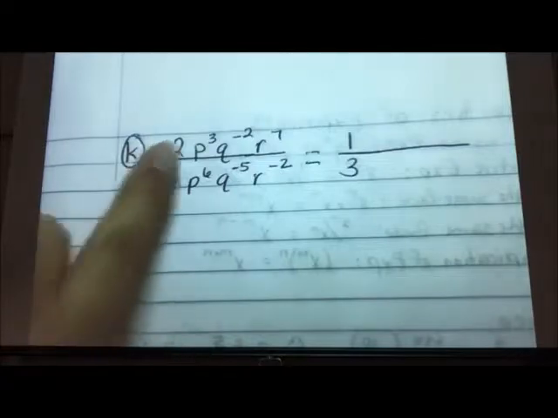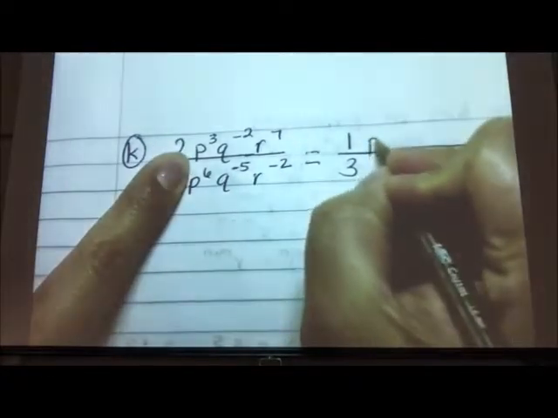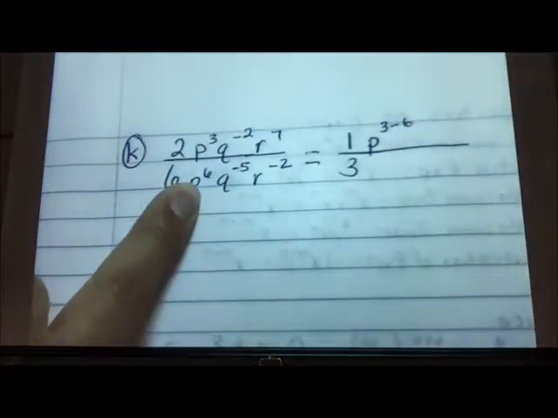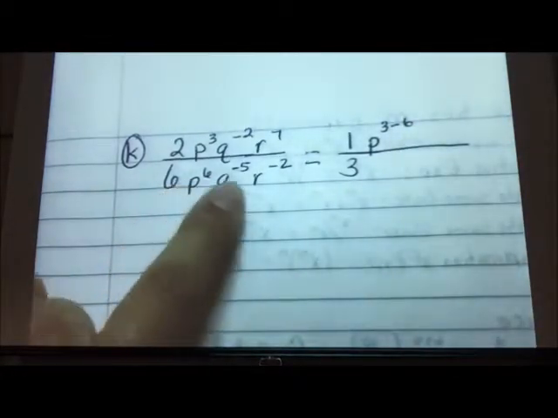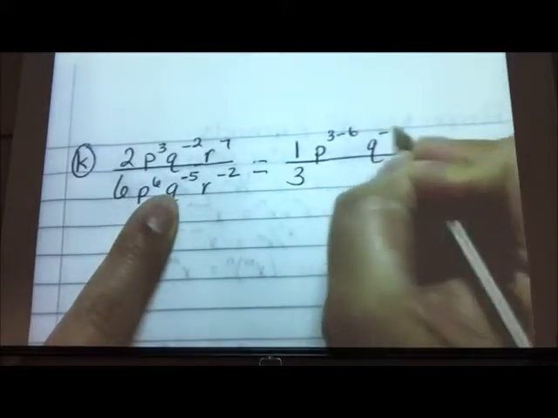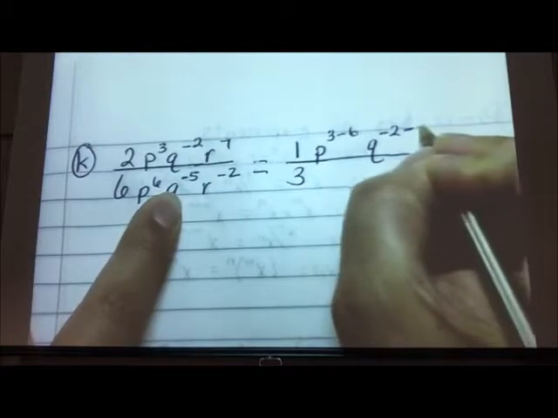So I have a base p, and the p has an exponent of 3 minus 6. Once again, why are we doing subtraction? Because it's division. We have q, negative 2 minus a negative 5.